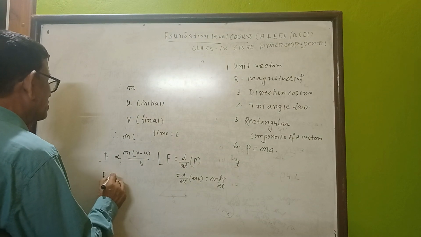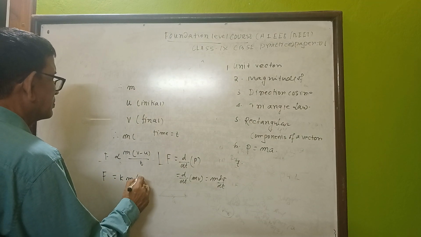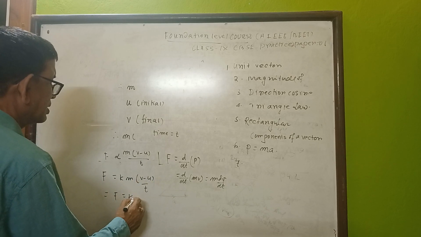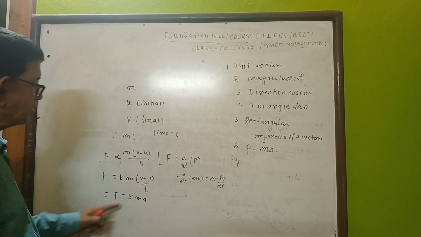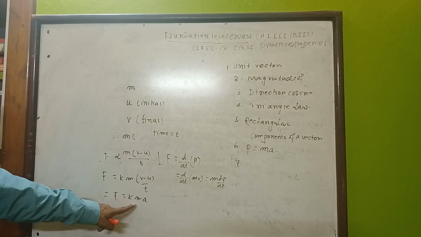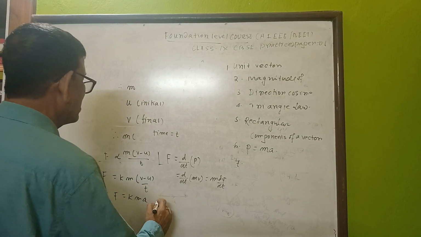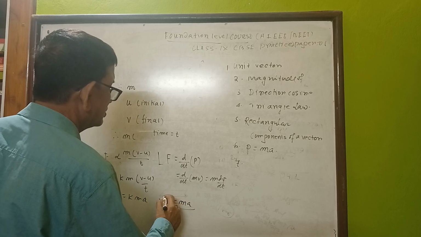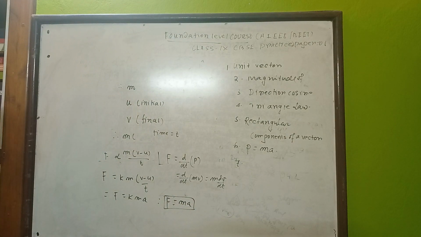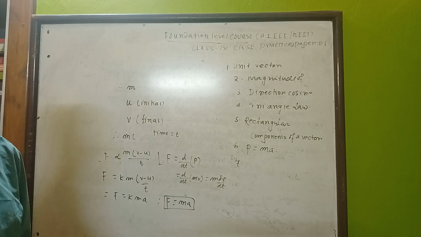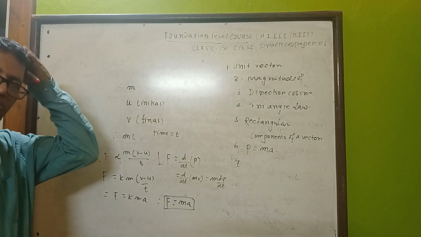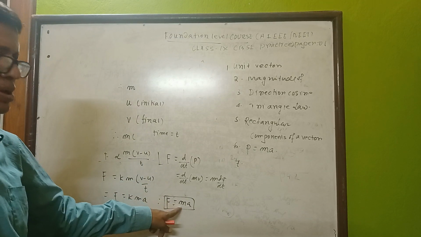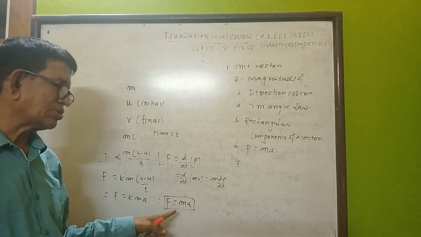Now you are getting F equal to K m (v minus u) by t. So you are getting F equal to K m a, where a is the acceleration. For unit force, a force acting on unit mass causes unit acceleration. So for unit force you are getting F equal to ma. So force equal to mass into acceleration. It is proved. So in the exam, they may ask you the second law, and from the second law you derive force equal to mass into acceleration, and this formula is used to calculate force when mass and acceleration are given to you.